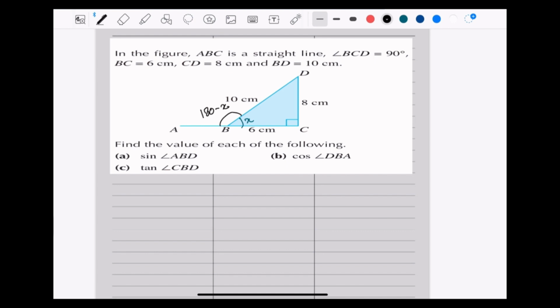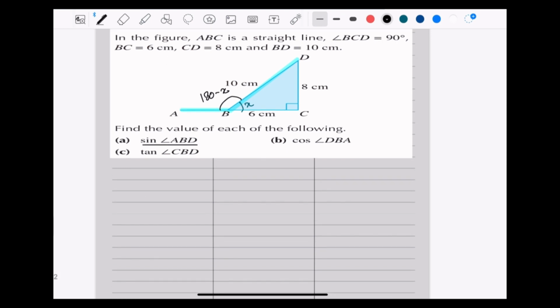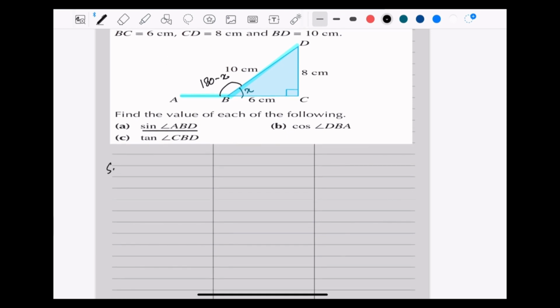The question asks you to find the sine of angle ABD. Let's highlight it. ABD. This is what they are talking about. So if I have to find out sine of angle ABD, and I've already named it as sine of 180 minus x.